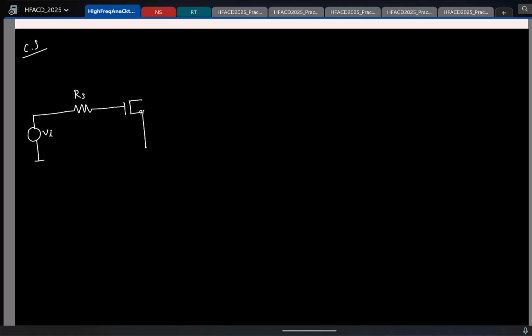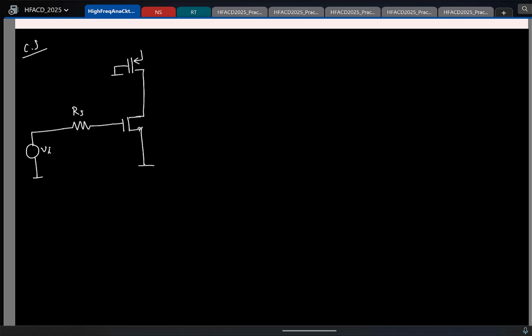And then you have your NMOS transistor, and let us say it's biased with a PMOS transistor using a current source. So M1, M2, and this is your output.